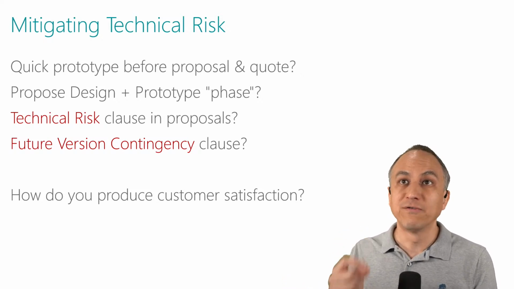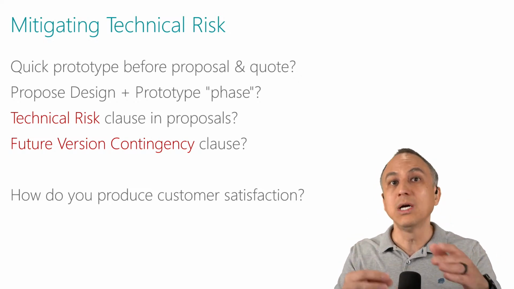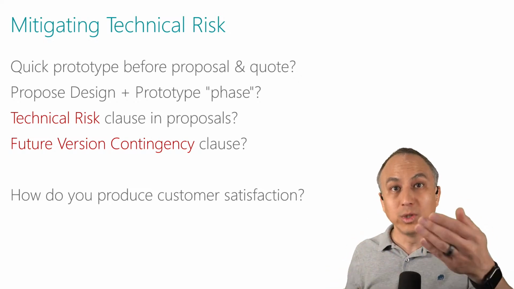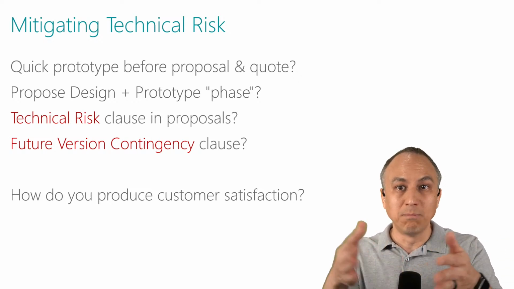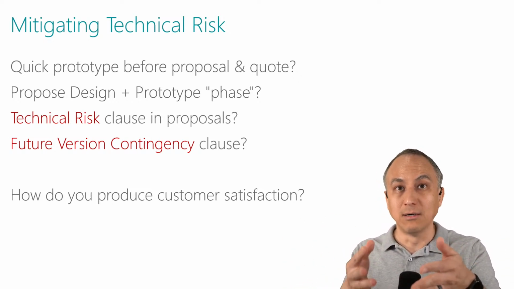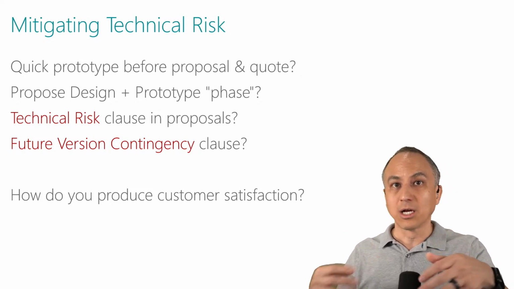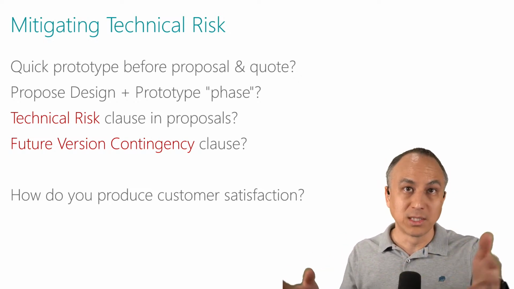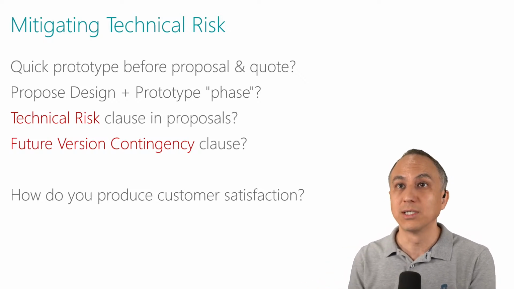So a future version contingency clause just clarifies that potential issue and makes it clear who is responsible in the relationship. And maybe you have a budgeted contingency line item, and the customer says, well, I don't want to be fully on the hook for this. Can we work something out where I prepay for this or something to that effect? Whatever works for you and your customers.